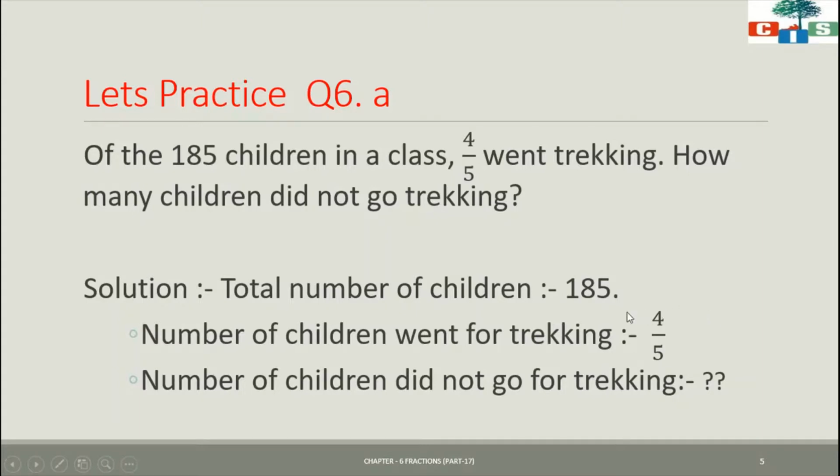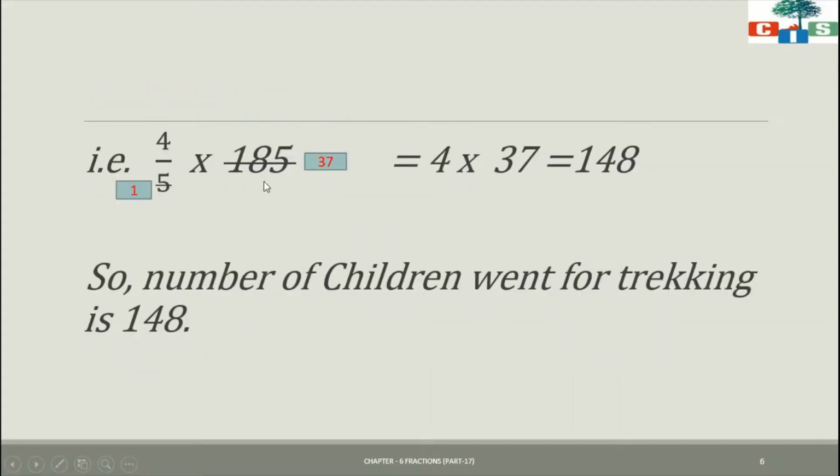Okay. So how to do that? We have to multiply this fraction with the total number of children, that is 185. So here we go. See that 4 by 5 is the fraction, multiplied by 185. 185 is the total number of children. Okay. Now we will solve this. We will simplify this sum.